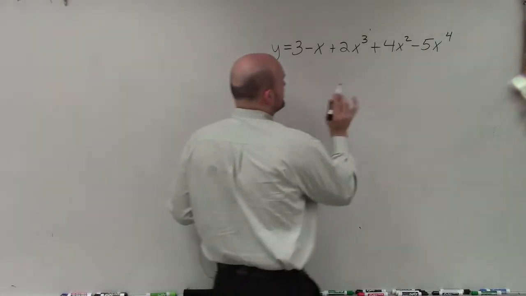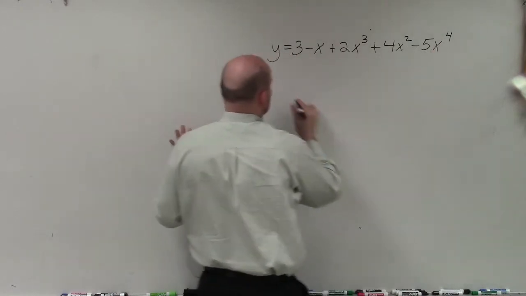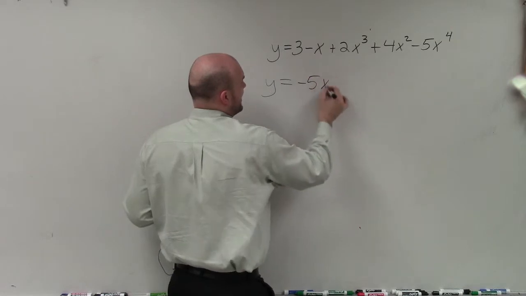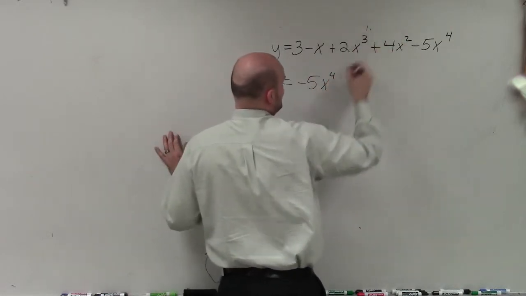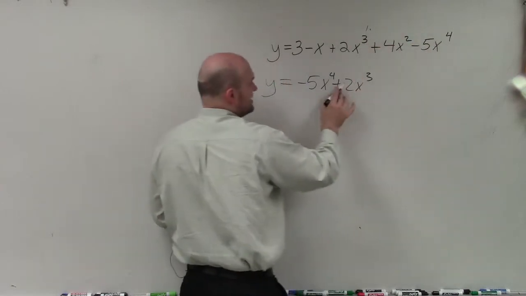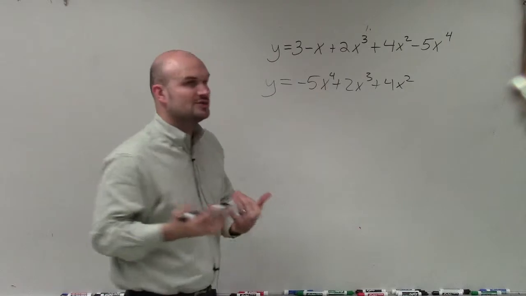Now, the next thing we're going to do is rewrite this in descending order. Remember, when we're writing in descending order, we always want to start with the highest exponent, or the highest power, first. So I have y equals negative 5x to the fourth. Then I go to my next one, which is plus 2x cubed. Again, we're looking at the powers, not the coefficients. Plus 4x squared. But then where to go from here?